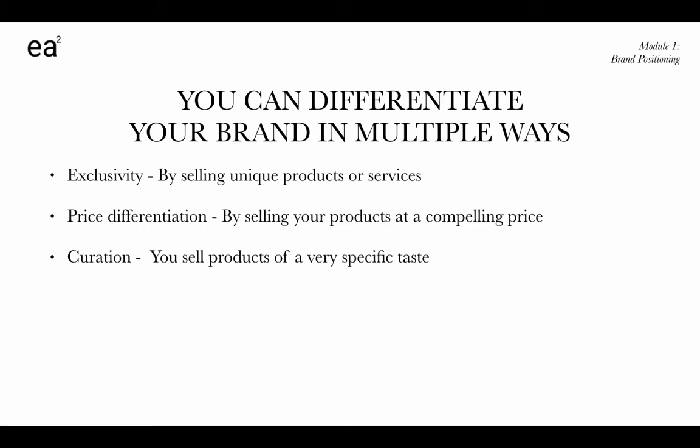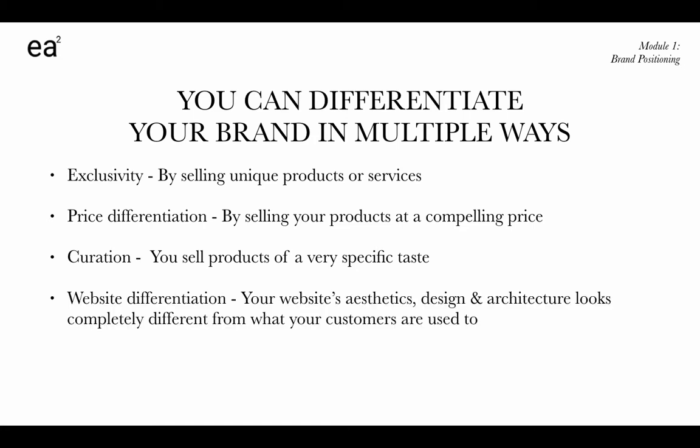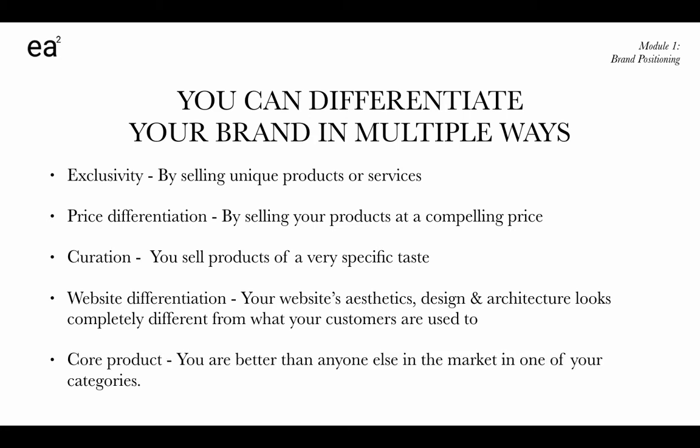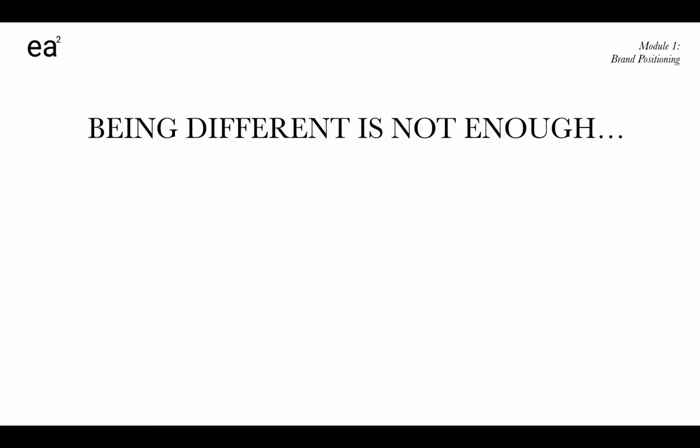You can differentiate by curation, that is, you sell products of a very specific taste. Website differentiation: your website's aesthetics, design, and architecture look completely different from what your customers are used to. Finally, the core product, that is, you are better than anyone else in the market in one of your categories. So there are many ways you can be different from your competitors. This list is just to give you a snapshot of the ways you can make yourselves different.